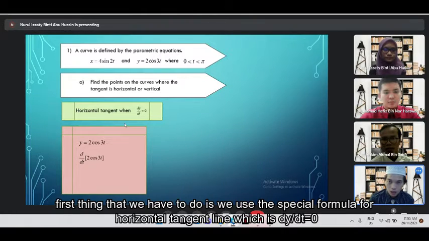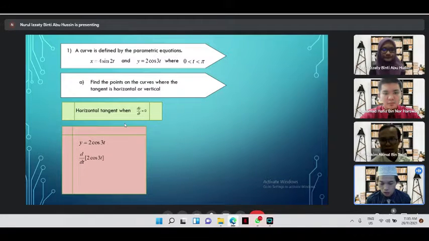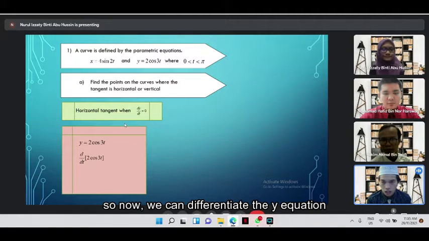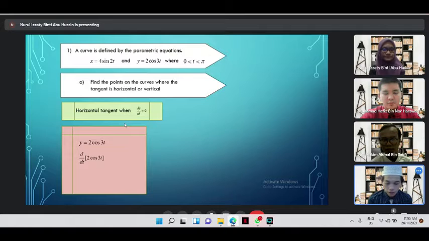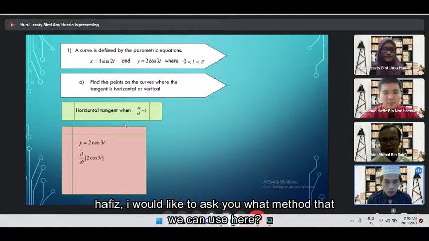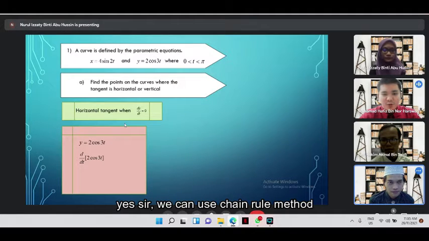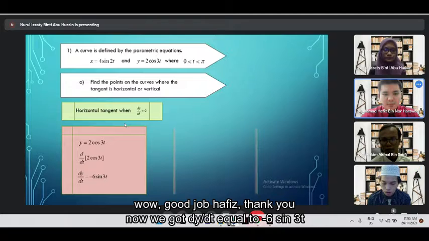Alright, first thing that we have to do is use the special formula for the horizontal tangent line, which is dy over dt equals 0. So now, we can differentiate the y equation. Hafiz, I would like to ask you what method we can use here. Yes, sir. We can use the chain rule method. Wow, good job Hafiz, thank you.